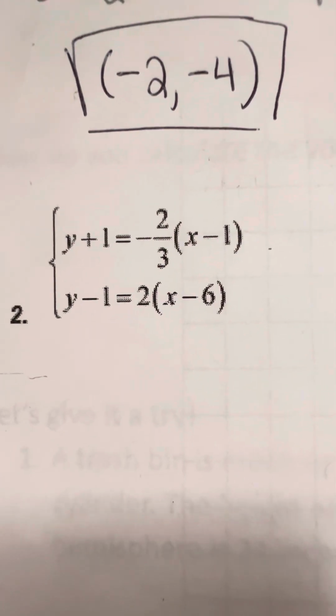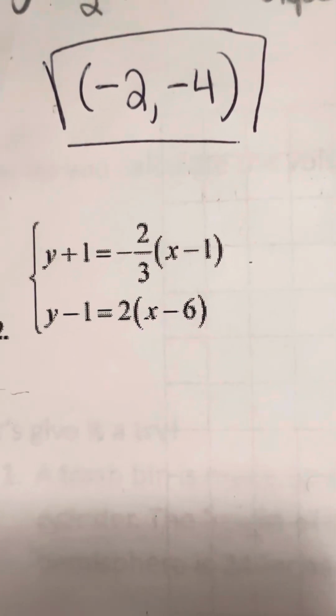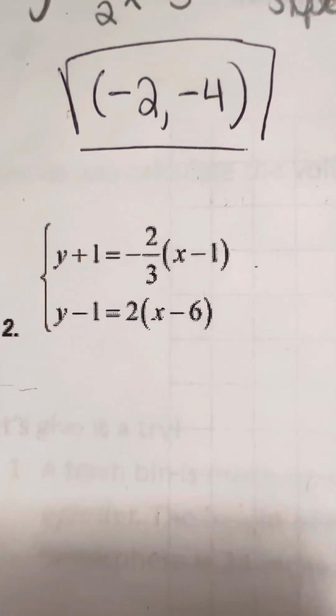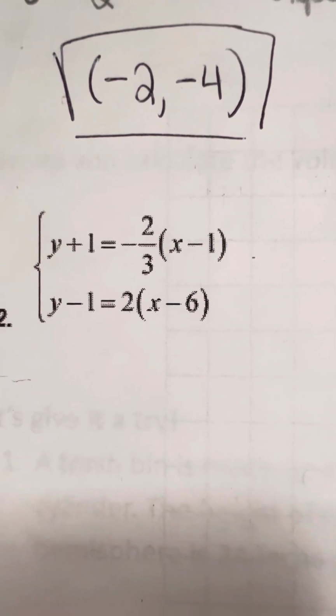Hi, I am back here doing some more systems of linear equations. We're doing graphing, so you have two formulas here. This is the point-slope form.